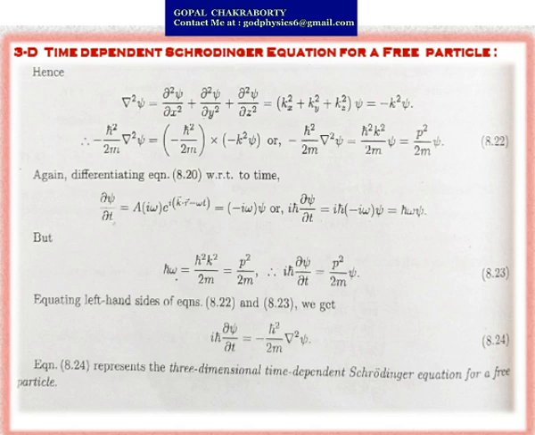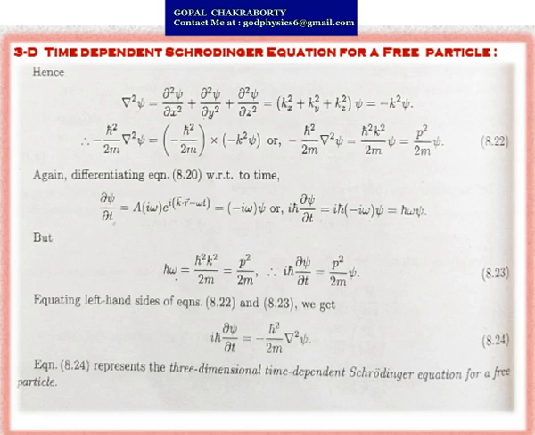Now if you multiply both sides by minus h cut square by twice m, you get minus h cut square by twice m grad square psi equals minus h cut square by twice m into minus k square psi. So on the right side you can write minus h cut square by twice m grad square psi equals h cut square k square by twice m into psi. The above quantity gives p square by twice m into psi.